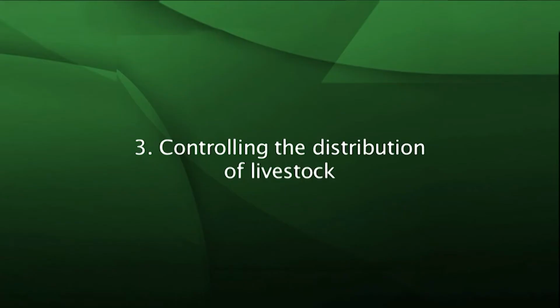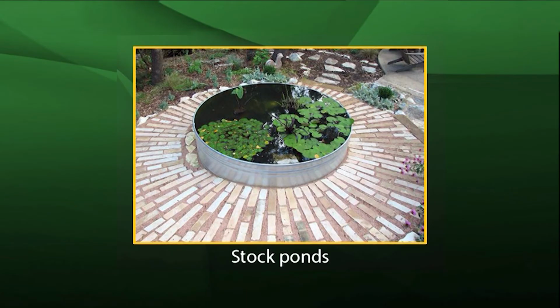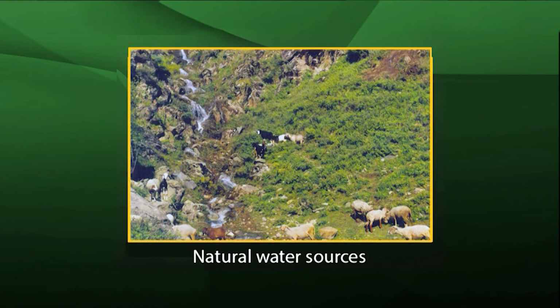The third point in this sustainable use is controlling the distribution of livestock. Livestock often aggregate around water sources, stock ponds, and natural water sources. A more economical way of ensuring a more uniform grazing pattern is to strategically locate water sources and salt licks in areas that are underused.